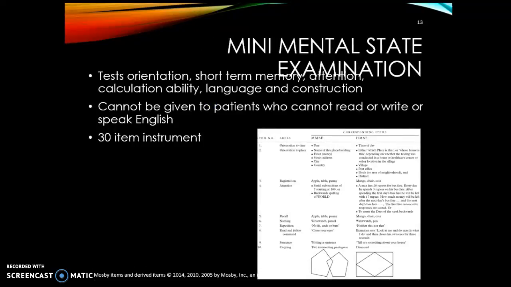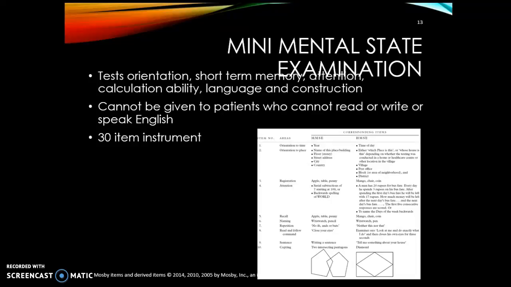So the mini mental state examination, this tests orientation, short-term memory, attention, calculation, ability, language, and construction. It cannot be given to patients who cannot read or write or speak English, and it is a 30-item instrument. This is lengthy. You can look these up on the internet and look at different ones, but you can see here on the one that I've attached, there's orientation to time, orientation to place and year, name of the place or building floor. So all kinds of stuff in there. The recall of the 3 words. You tell them 3 words and ask them to recall and give them to us.